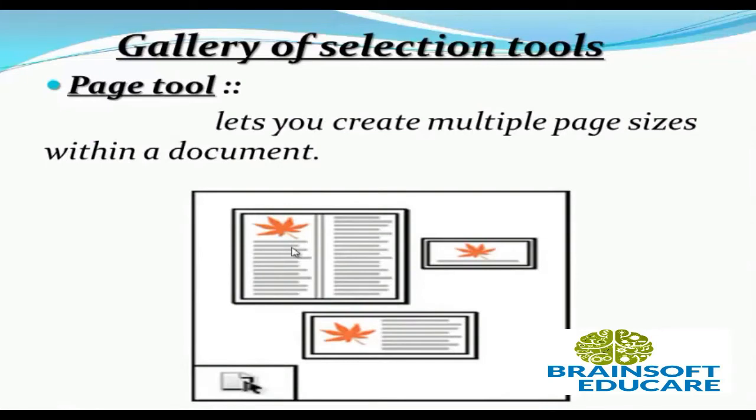Third tool is the page tool. It is used to create multiple page sizes within a document. Here 3 pages exist. Their size is set document-wise.